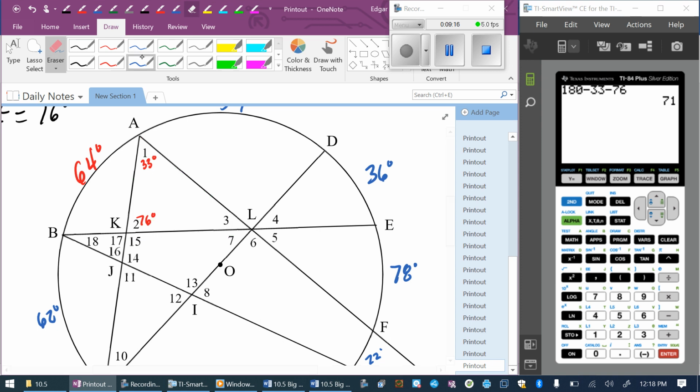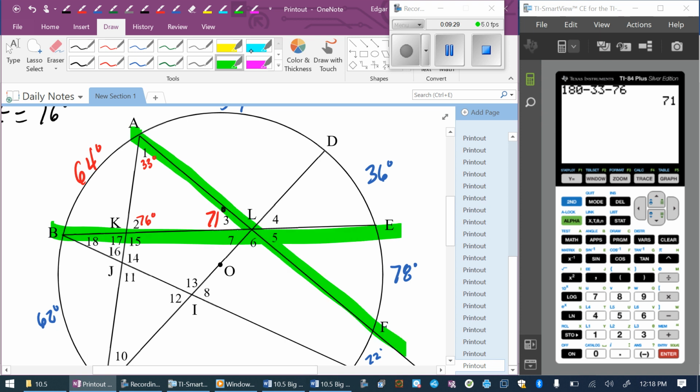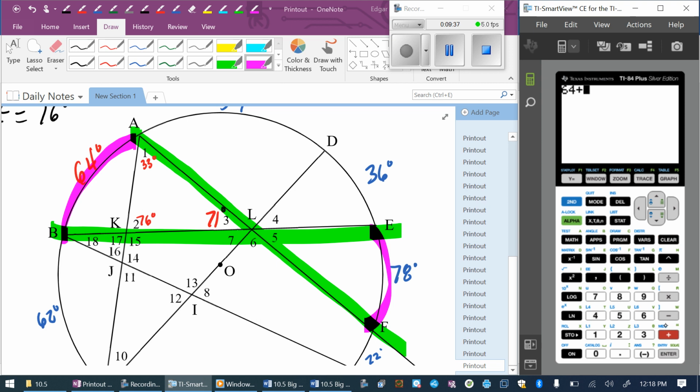The measure of angle 3 is 71 degrees. Now, to prove to you guys that this has to be the answer, I am going to go the other approach as well. I'm going to find the two arcs that it intercepts, this one and this one, find the average and divide it by 2 just to prove it to you guys. So check it out. 64 plus 78 is 142. And if I divide that by 2, I get 71 again.